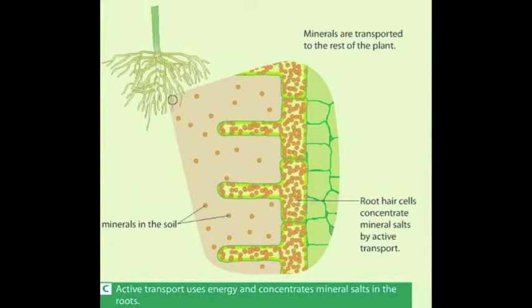Cells are specialized to do particular jobs. Hair cells in plant roots can absorb mineral salts from the soil by active transport. The cell membrane contains molecular pumps which force mineral salts like nitrates and phosphates into the cell. The energy needed for this process comes from respiration. This allows the roots to absorb and concentrate mineral salts efficiently.